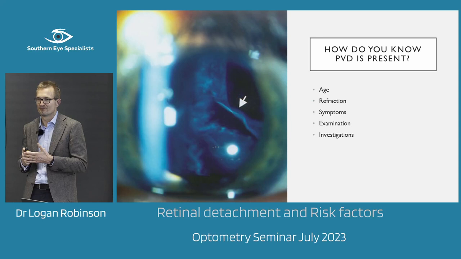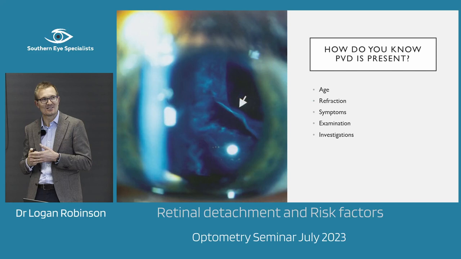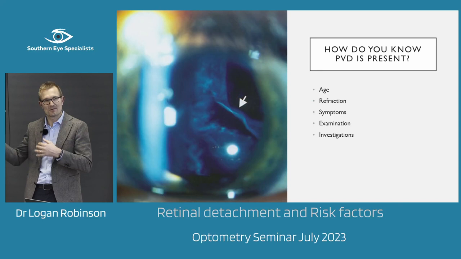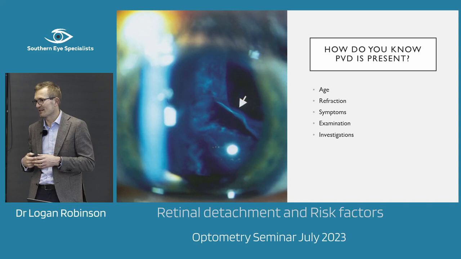Just older, yeah. So the older you are, the more likely. If you're 60, maybe about a third of people have it, and when you get above 70, maybe two-thirds of people are having PVD. The trick though is that if you're myopic, it often happens a little bit earlier.